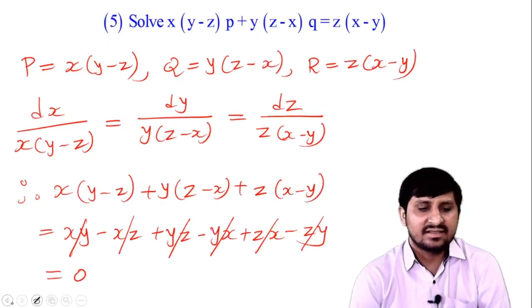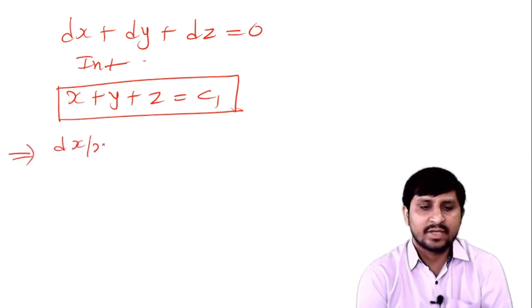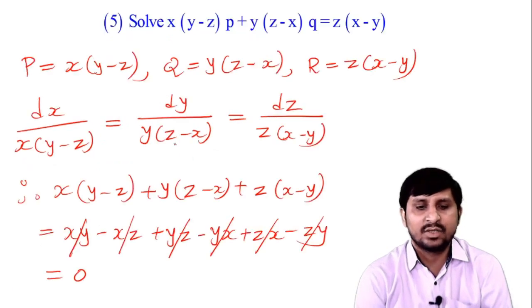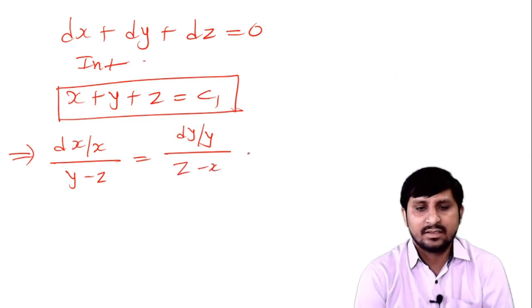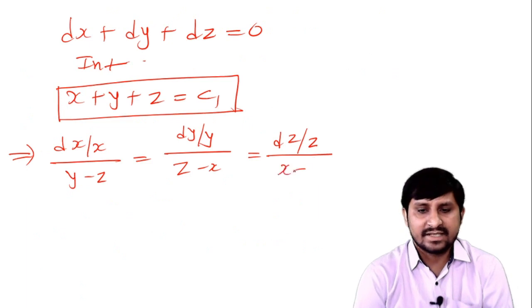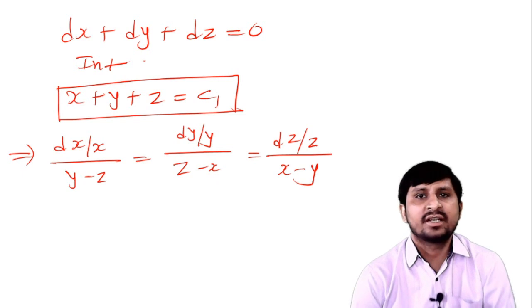Now similarly, I can write the same auxiliary equation in this manner. dx upon x, in brackets y minus z, dy upon y, in the denominator z minus x, and dz upon z, in the denominator x minus y. Correct?